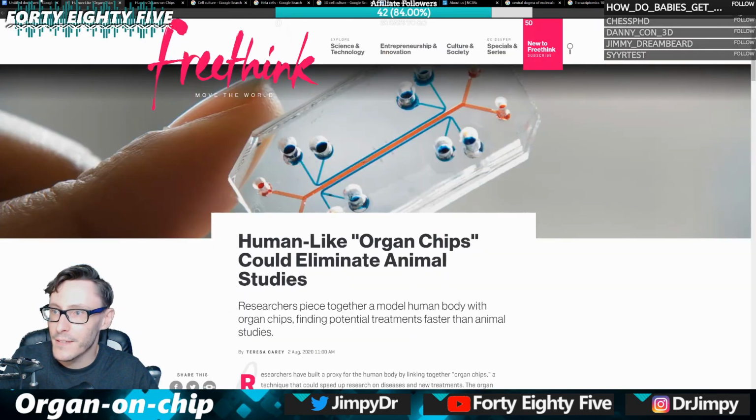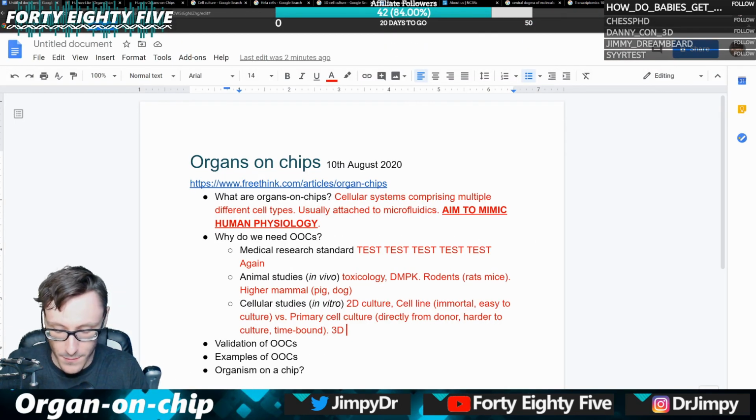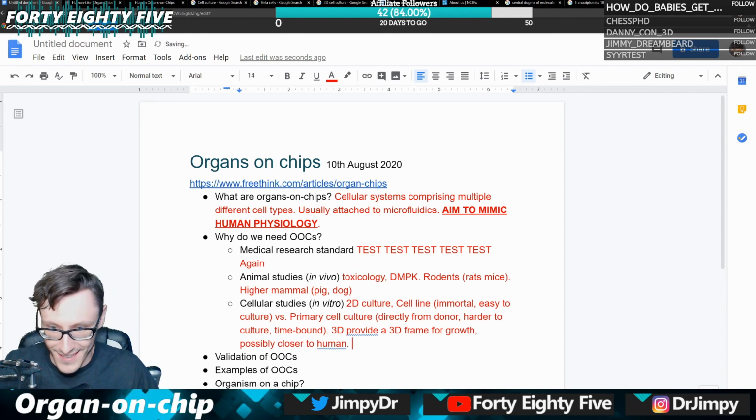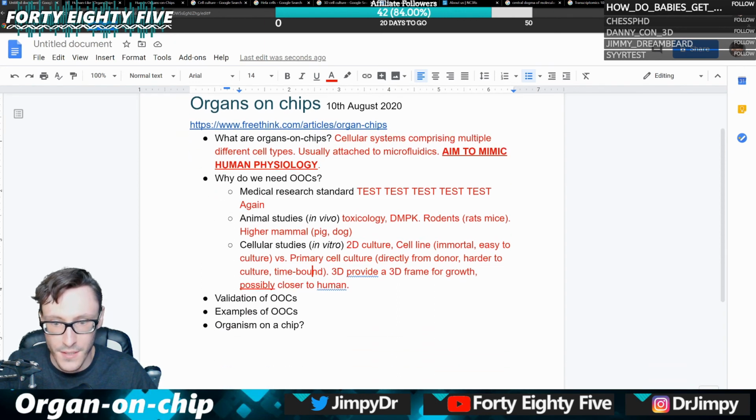Okay, so 3D cultures very obviously provide a 3D framework for growth. So you could say possibly, and I add the caveat here, possibly closer to human, or whatever animal you're looking at. I'm only using humans as an example here. I will highlight the word possibly because we're going to talk about validation next, after we've had a look at some organs on chips. Validation is important, and I will go through what that is.